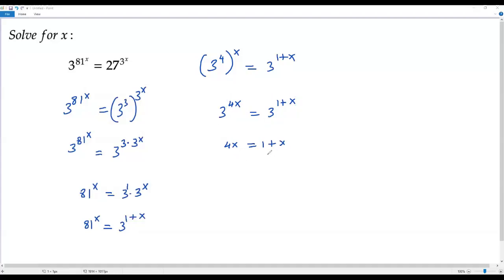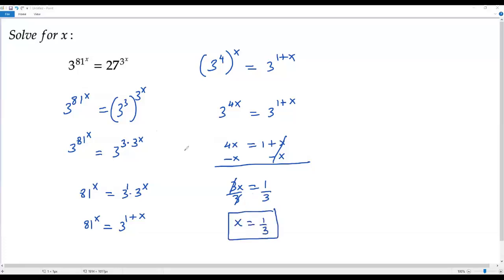Now we have to solve for x, but here the variable x appears on both sides of the equation. So we have to get rid of the variable on one of the sides. Let me get rid of the variable on the right side. For that, I have to subtract x from both sides. When I do so, this positive x and negative x will cancel out. So 4x minus x will become 3x equals 1. Now I divide both sides by 3. When I do so, this 3 will cancel. I'm getting x equals 1/3. I have solved for x in the given exponential equation. The value of x is 1/3.